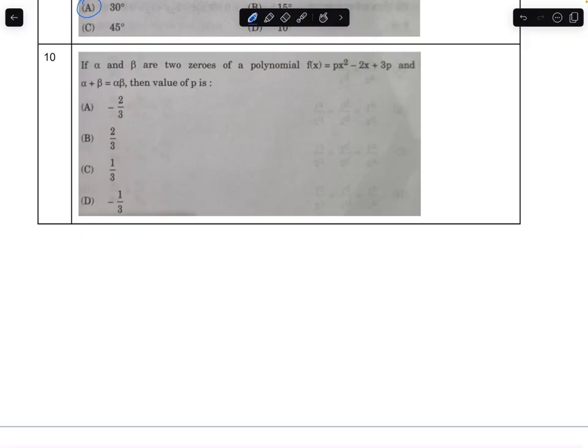Question 10. If alpha and beta are the zeros of a polynomial f of x, which is given by px square minus 2x plus 3p, and alpha plus beta is equal to alpha beta, then the value of p is. So from the given polynomial, we get alpha plus beta is minus b upon a, which is equal to minus of minus 2 upon p, that is 2 upon p. And then alpha beta is equal to c upon a. C is 3p and a is p, so it is 3.